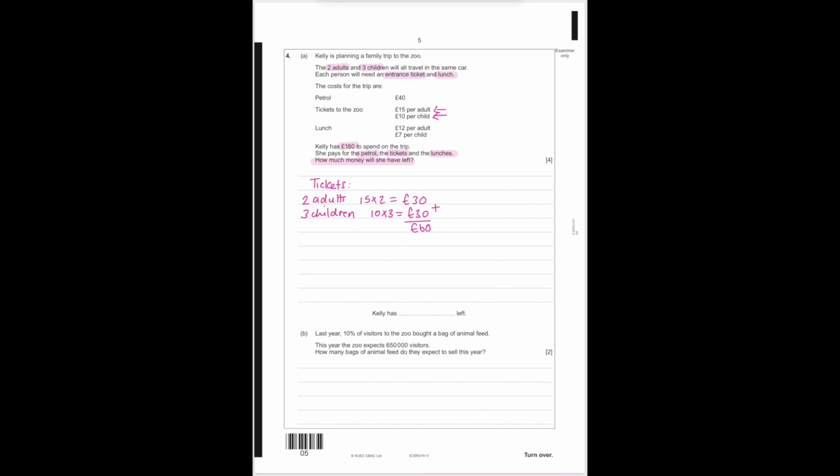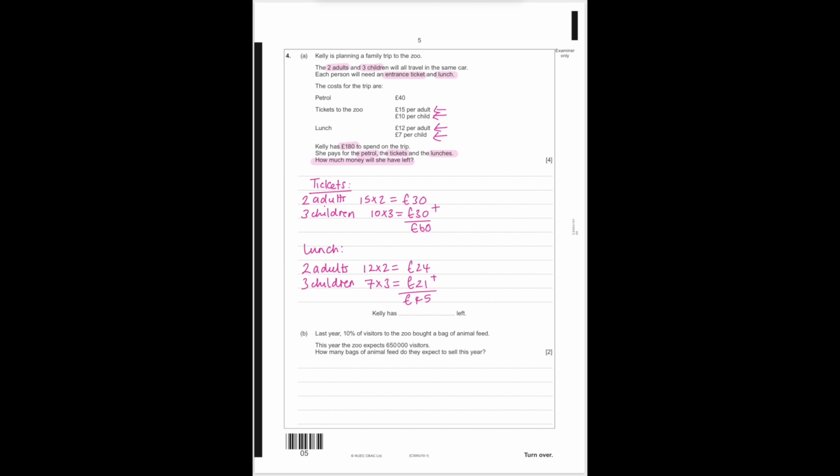Let's work out lunches. So lunch, again, we've got 2 adults. That's £12 per person. And then we have 3 children. So that's £7 times 3, which is £21. So the total for lunch is £45.